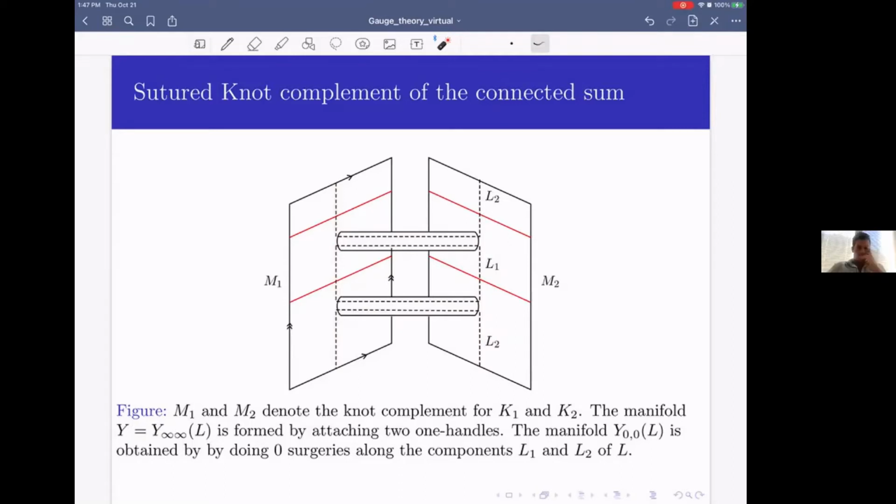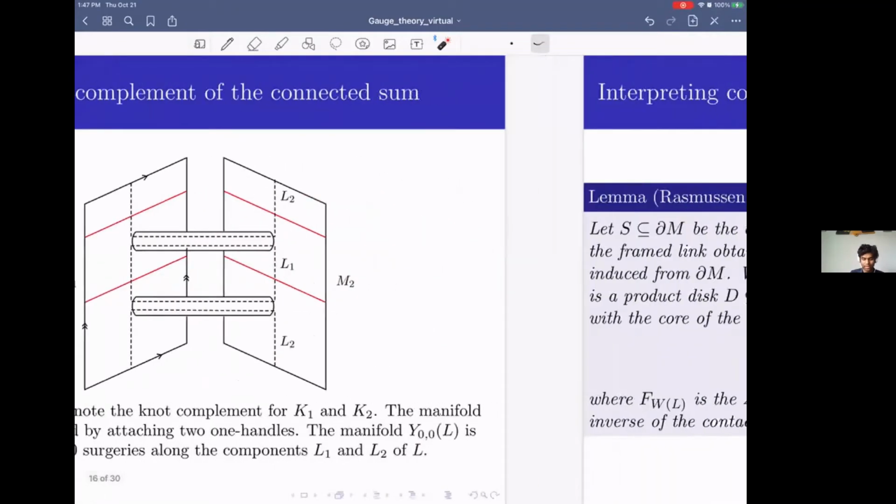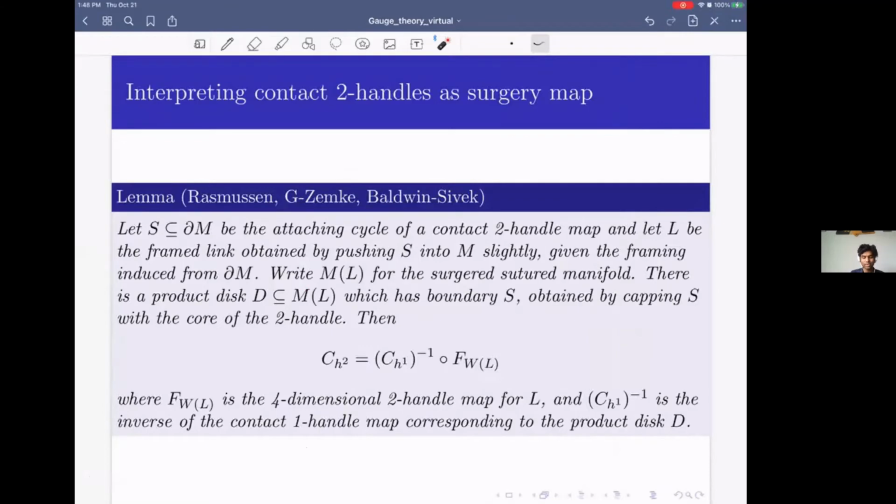So, once we do that, once we attach this to contact 2 handles, what we have is the sutured knot complement of the connected sum. Now, what we do next is we interpret our contact 2 handles as surgery maps.